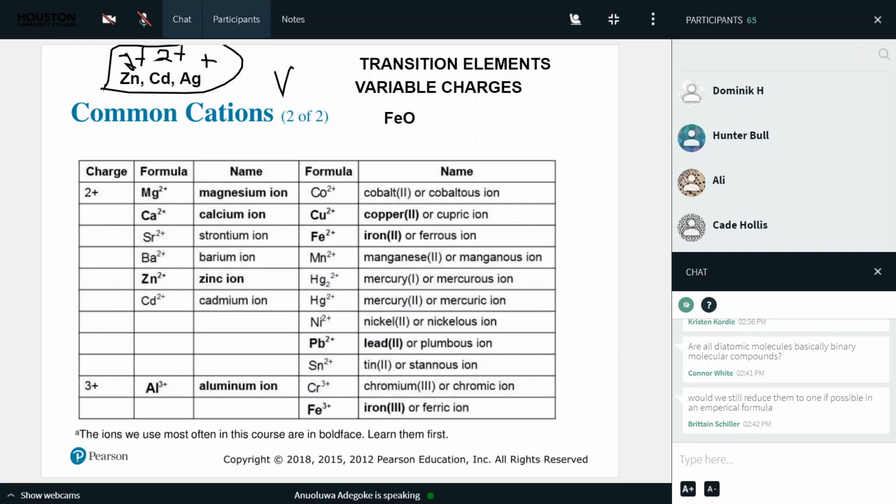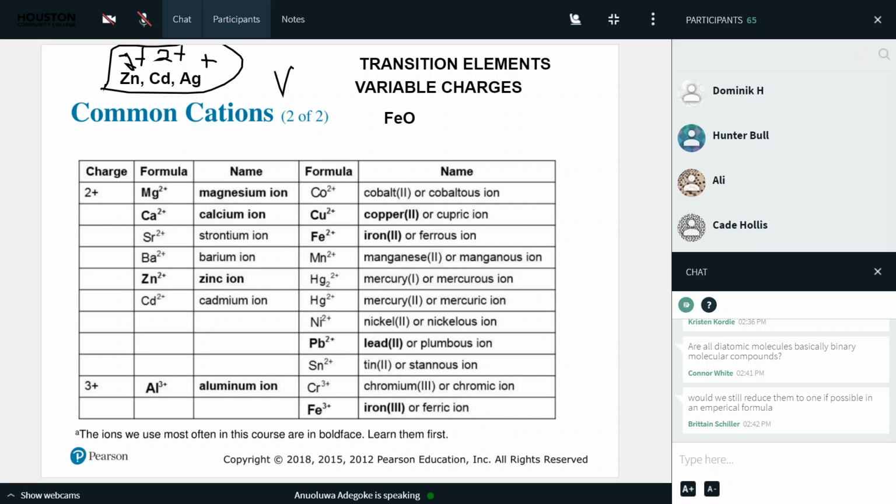I can't just call this iron oxide because iron, Fe, happens to be a transition element. I know that transition elements present variable charges. They have different multiple charges. They could be one, they could be the other, as long as they are not zinc, cadmium, silver. If they are zinc, cadmium, silver, zinc will always have 2+, cadmium 2+, and silver +1. All the other ones in the context of this have multiple charges.